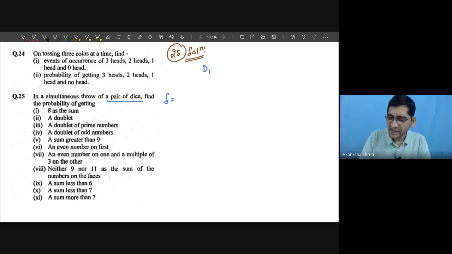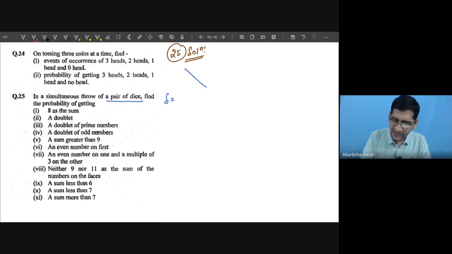Die 1. You are free to put either die 1 first or die 2 first. That doesn't affect anything. Okay, so die 1 I am putting horizontally. You may put it vertically also. It is up to you. Many of your students prefer to put die 1 vertically, so let me put it vertically first.